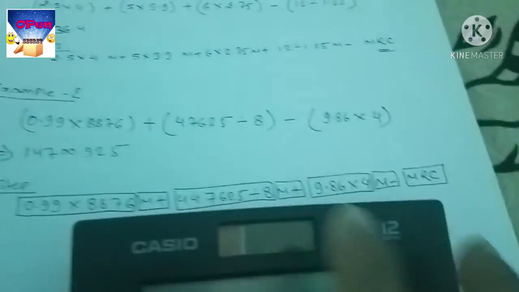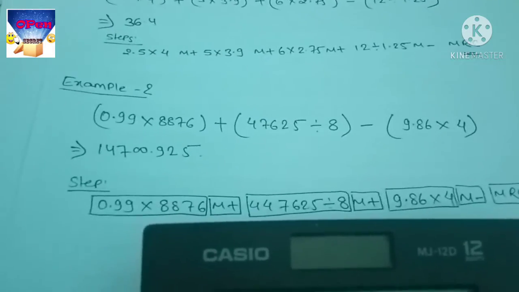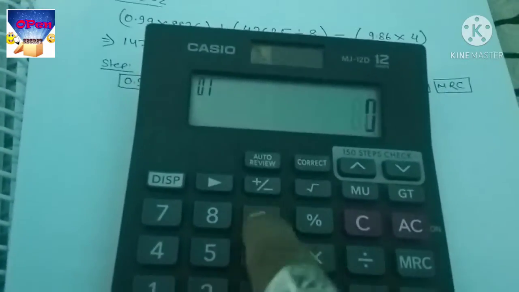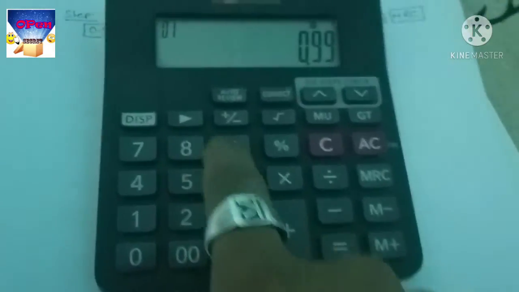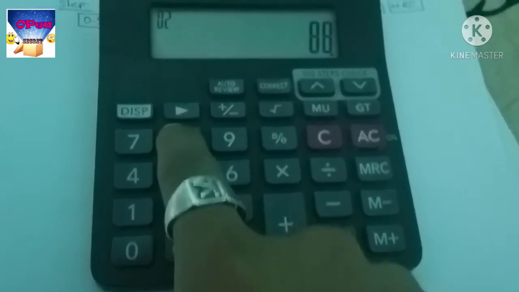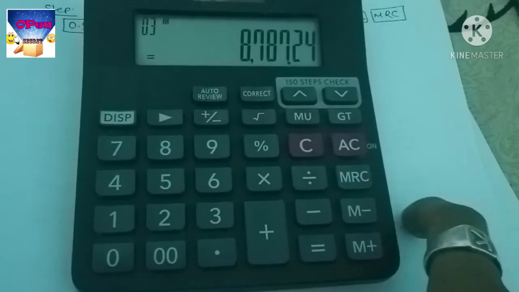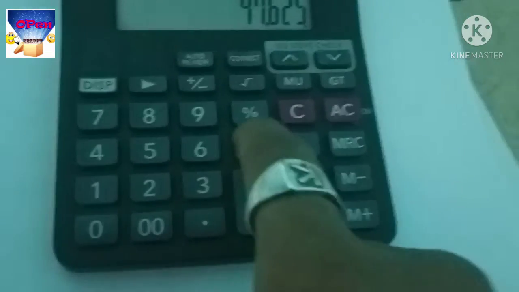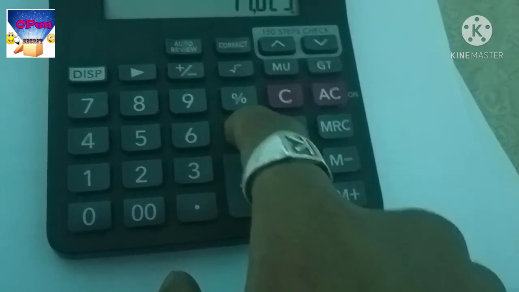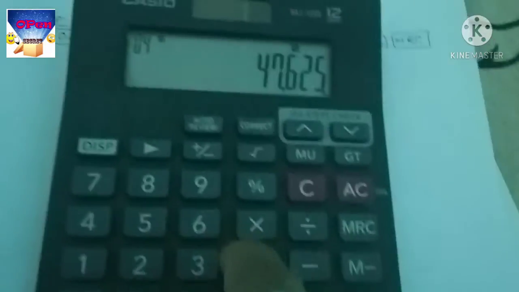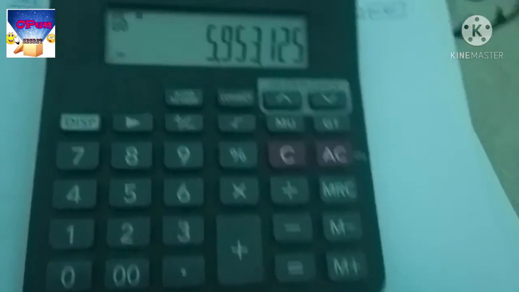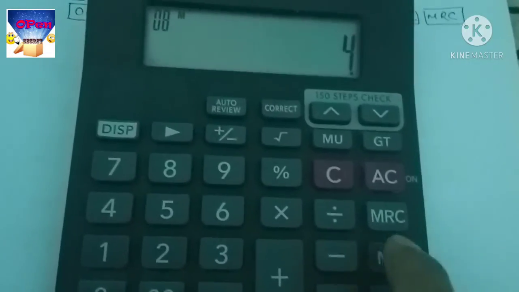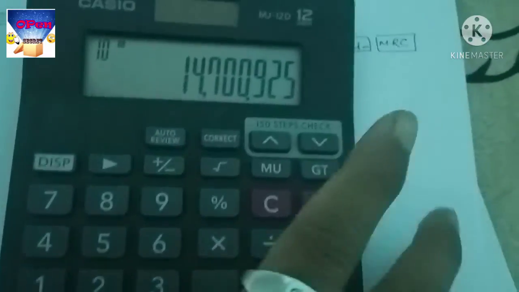Let's start our second computation. The second one is 0.99 multiplied by 8876, M plus. Then 47625 divided by 8, M plus. Then 9.86 multiplied by 4, and this has to be subtracted, so M minus, and as a result, MRC.